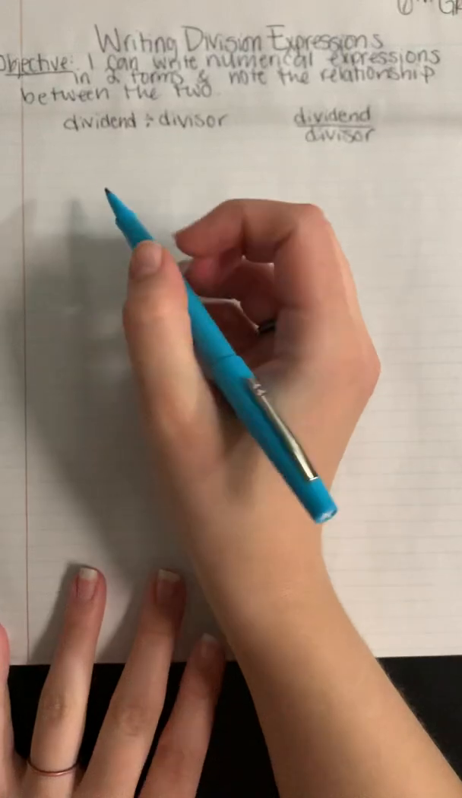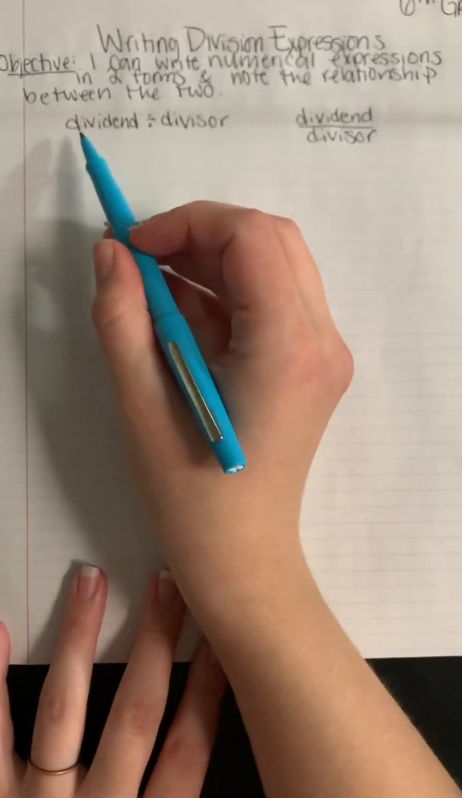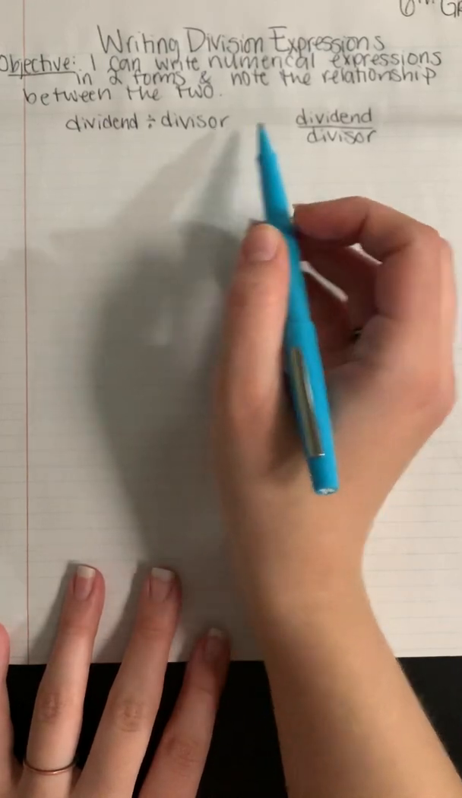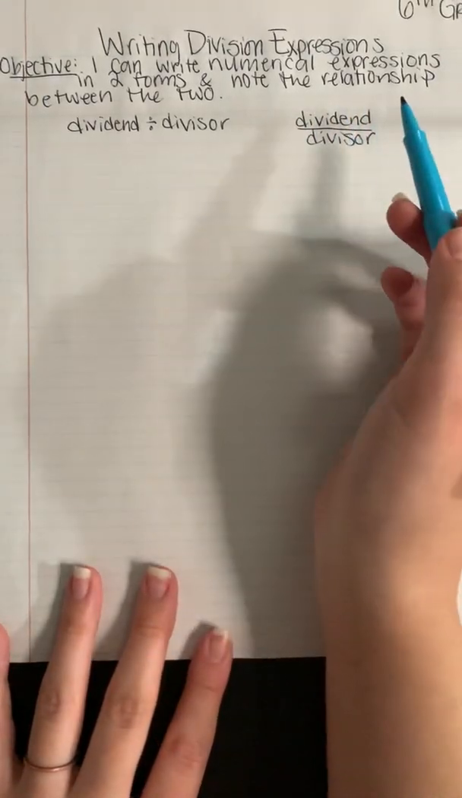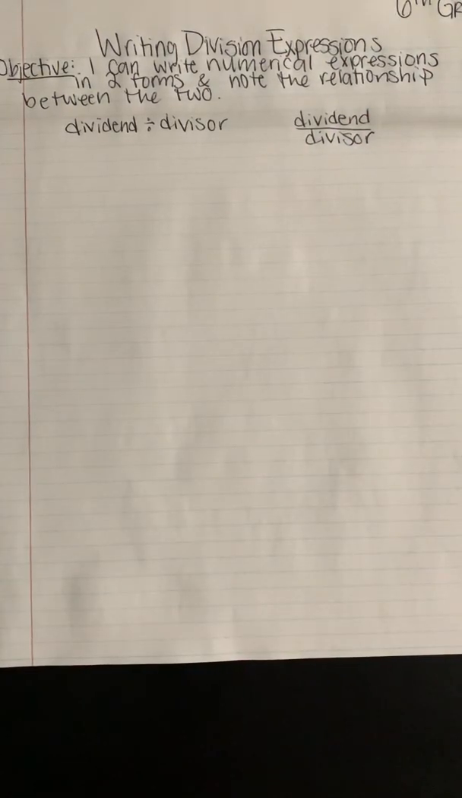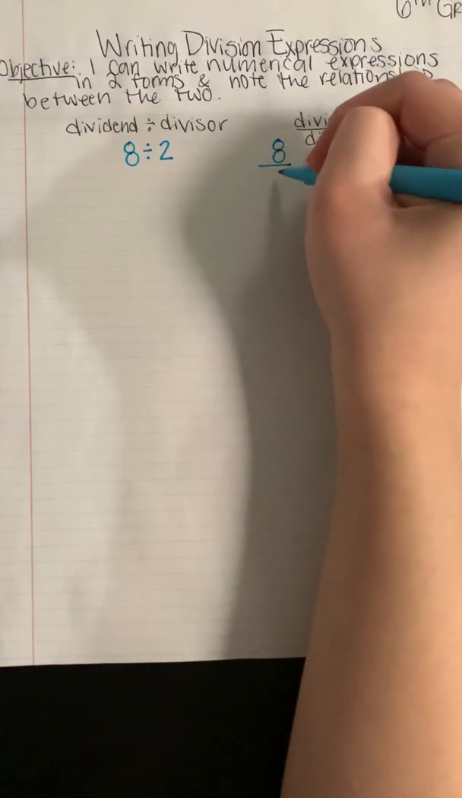You can write a division expression by writing the dividend, the division sign, and then the divisor. But you can also make it look like a fraction. The dividend goes on top, then the fraction bar, then the divisor. So how can we write or show 8 divided by 2? Well, you could write it dividend, division symbol, divisor, or you could also write it 8 over 2.